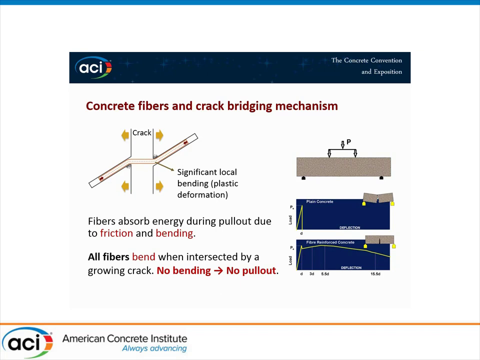As a result, for example, look at this beam that we are testing in a four-point setup. When the load reaches its maximum value, concrete will not break into two separate pieces. It will continue to absorb energy, and the behavior would be what you can see here, the load versus displacement. So again, all fibers bend. If they don't bend, there will be no pullout.